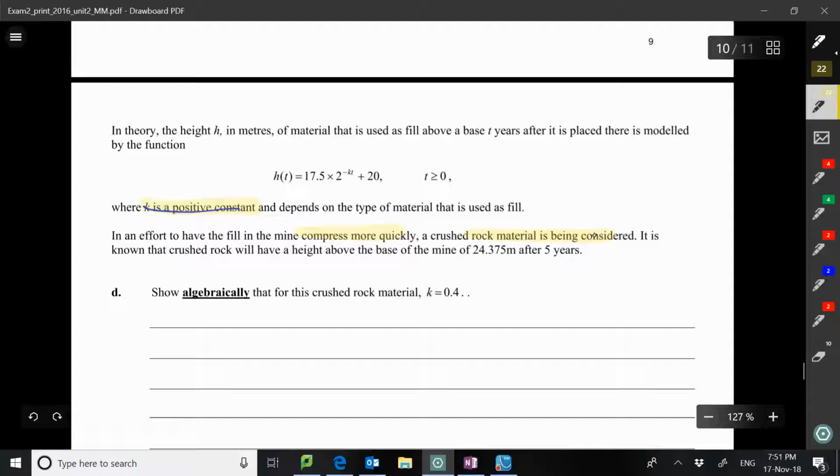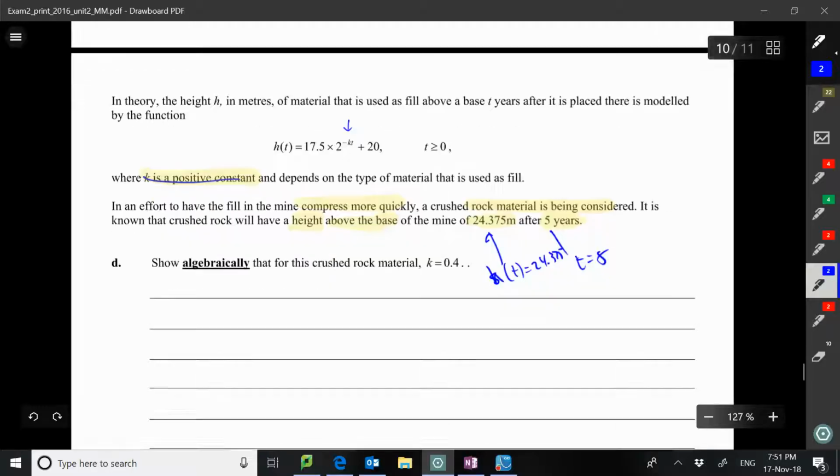It is known that crushed rock will have a height above the base of the mine of 24.375 meters after 5 years. Okay, so what they just told me is when t equals 5, so after 5 years, the height, or h of t technically now, is equal to 24.375. They've just given me a coordinate, and I can use that to find k. Oh, but they want me to do it algebraically.